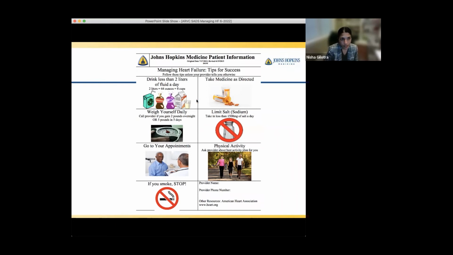Of course, taking medications, weighing yourself daily. Again, as I mentioned, that weight gain overnight in someone who has heart failure in the setting of ARVC is going to be indicative of maybe needing a little extra diuretic and heart failure control. Limiting salt, appointments, physical activity to the limitation that we do in ARVC, and controlling other risk factors like smoking cessation, blood pressure control, et cetera.